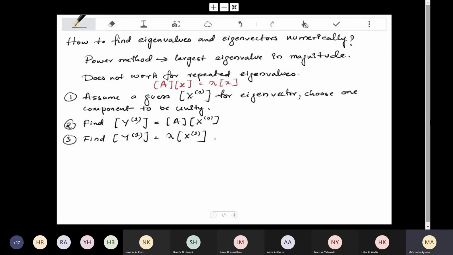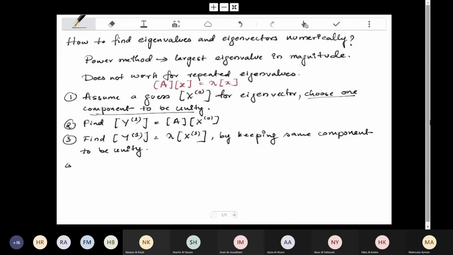And this we'll do by keeping the same component that we chose here to be 1, the component to be unity. So we'll keep it as 1. And the fourth step would be to repeat steps 2 and 3.